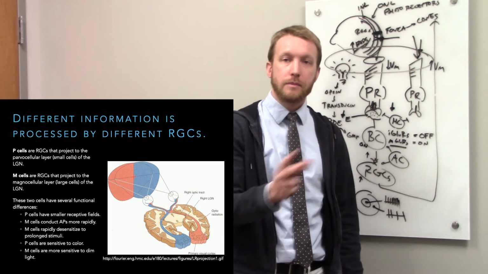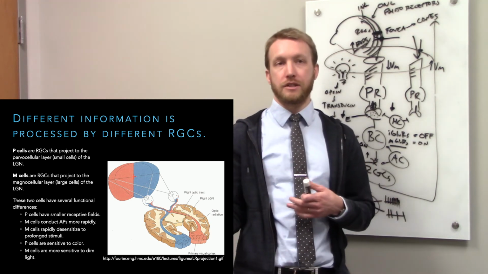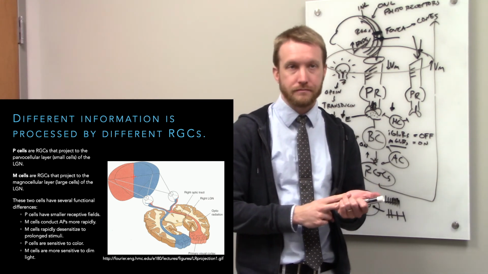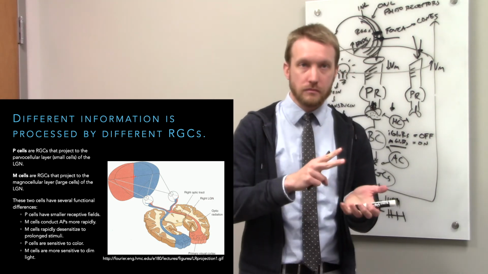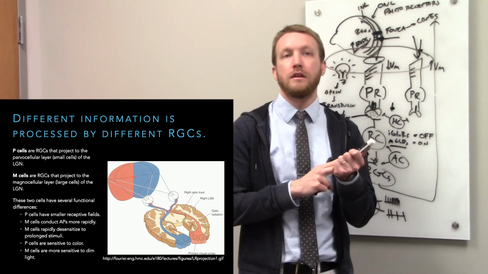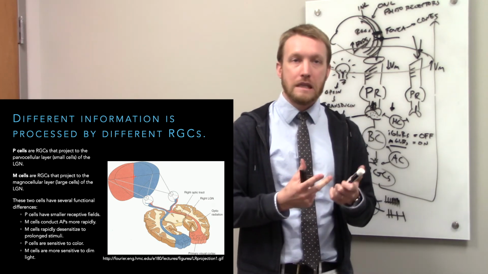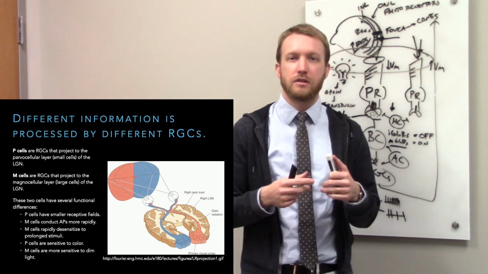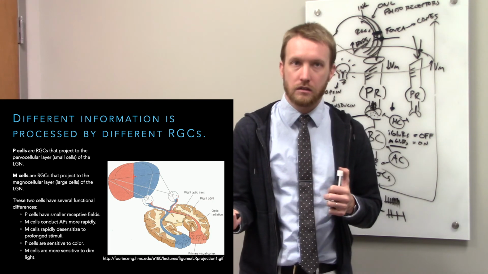Now, there's different types of retinal ganglion cells that can be distinguished based on their size and their projection pattern. So we got P cells and M cells. P cells are going to project to the parvocellular layer. M cells are going to project to the magnocellular layer. So P cells, they're going to have much smaller receptive fields. These are going to be those cones in the fovea, so they're going to be sensitive to color.